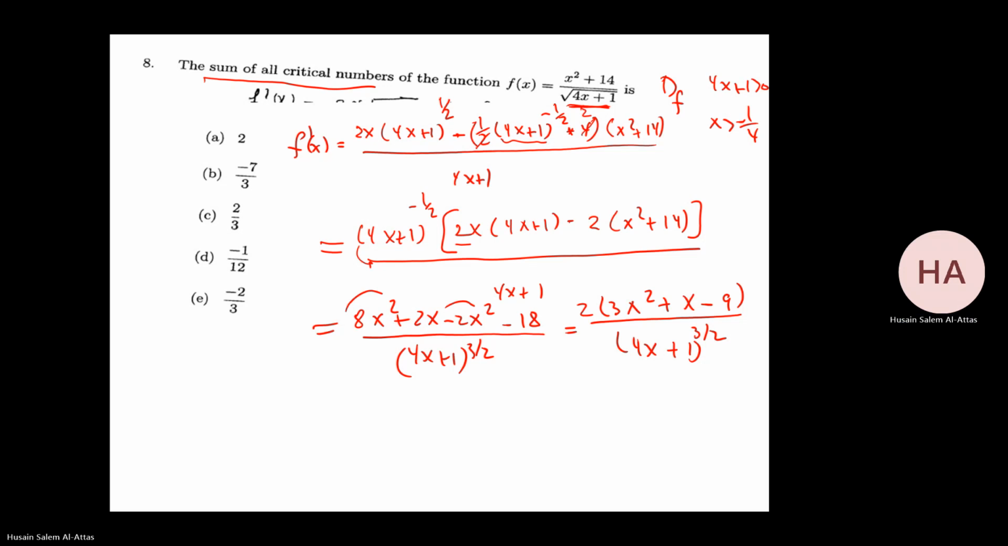No, this is not 18. 28, sorry, this is 28. So this is 14. Yeah, makes sense now. Okay, I need to factor this. How to factor this one? I have 2, I have 3x, this is x.